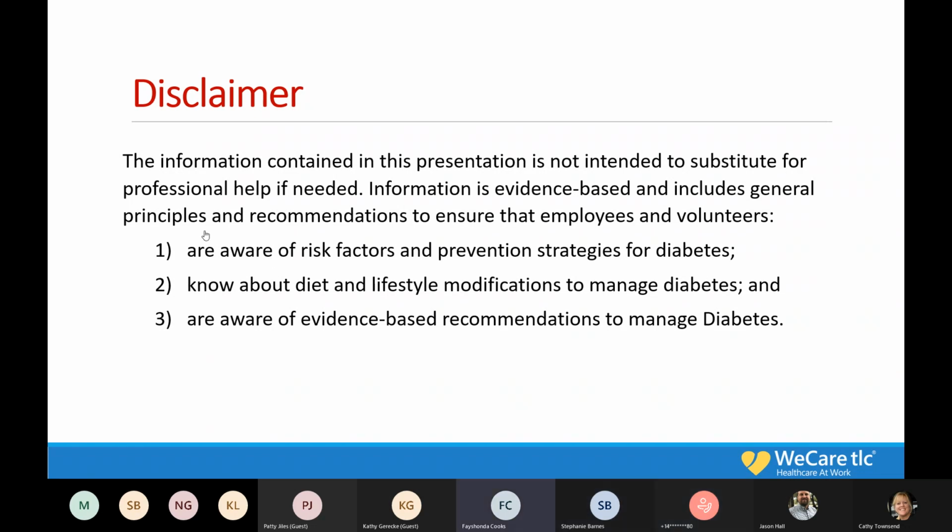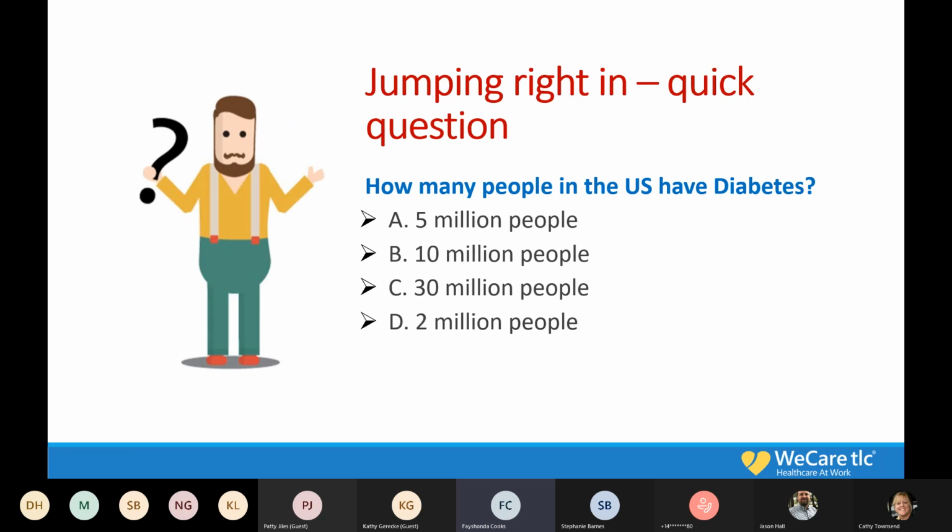In the meantime, I'm going to talk about the disclaimer again: this is not intended to substitute for your PCP's information, but it is provided to give supplemental information and education surrounding the topic of diabetes. Today we want to make sure that you're aware of risk factors and prevention strategies. Also know about diet and lifestyle modifications that help to manage diabetes should you have diabetes. And then go over some of the evidence-based recommendations for management day to day. So it's a lot of really good information, and as Stephanie is pulling up her presentation to share, we'll give her a minute to do that.